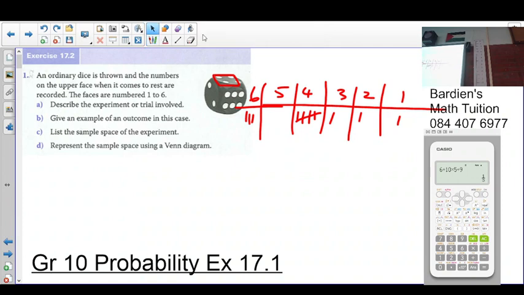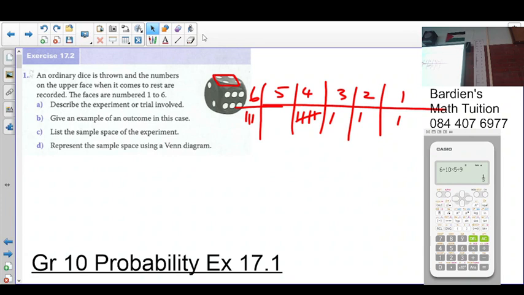What are they looking for? This is 17.2. They say throwing a fair dice. In our previous lesson we spoke about the dice being fair. Give an example of an outcome in this case. It can be any one of those. You can just say one or three, whatever.